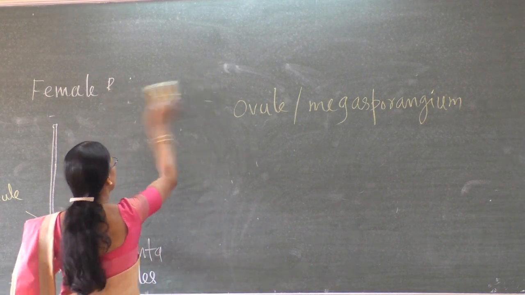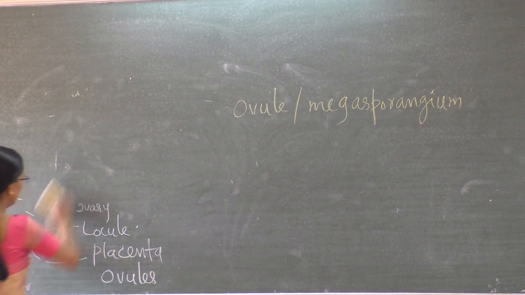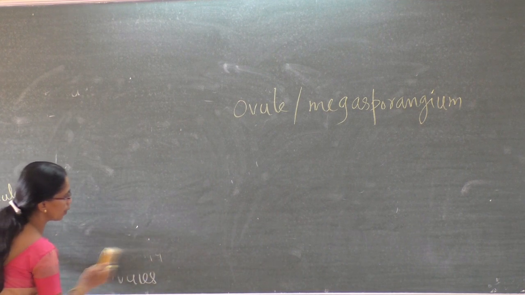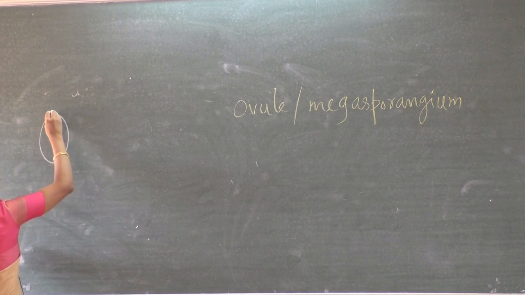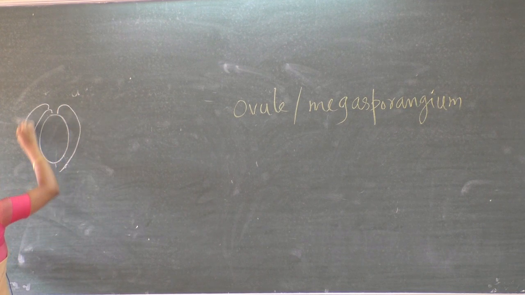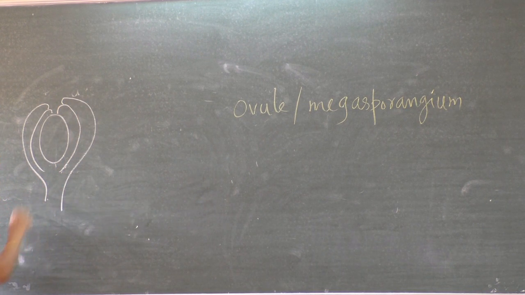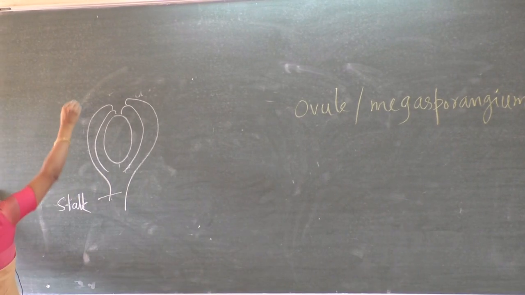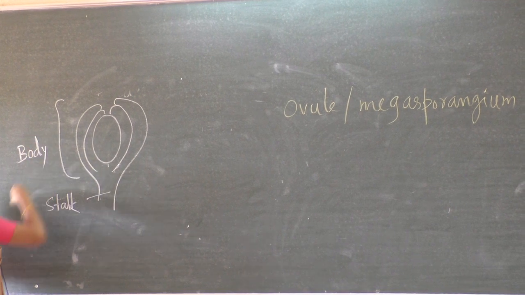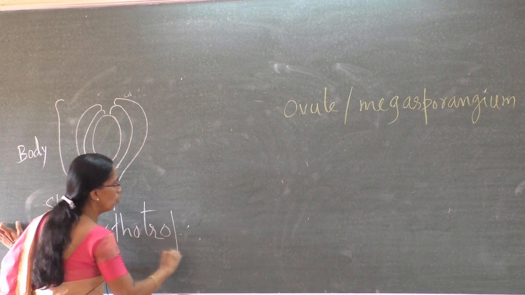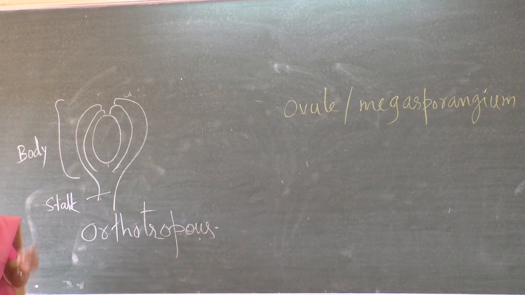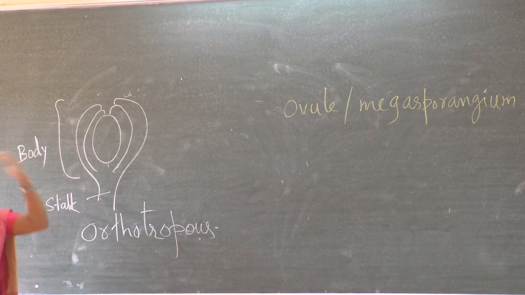A typical ovule in angiosperm is somewhat like this. This is the body of the ovule. This is a typical ovule, which we say straight ovule, erect ovule, with a stalk and with the body. This type of ovule is called orthotropous ovule.